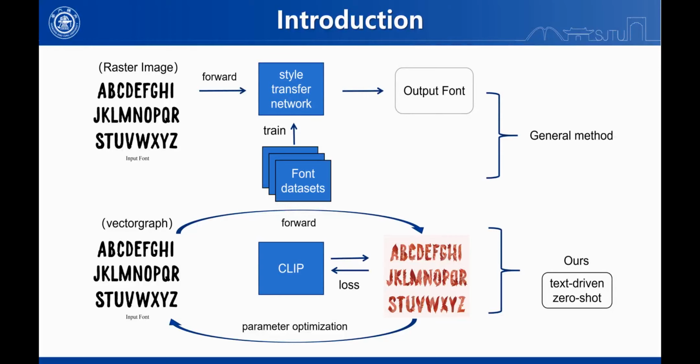CLIP is a pre-trained model obtained by contrastive learning on 400 million image text pairs, which has inspired a series of text-to-image generation works. Recently, great progress has been made in text-driven image generation and editing based on CLIP pre-trained models. CLIP model has two encoders, one for image and one for text, that can convert images and text into the same embedding space by contrastive learning.